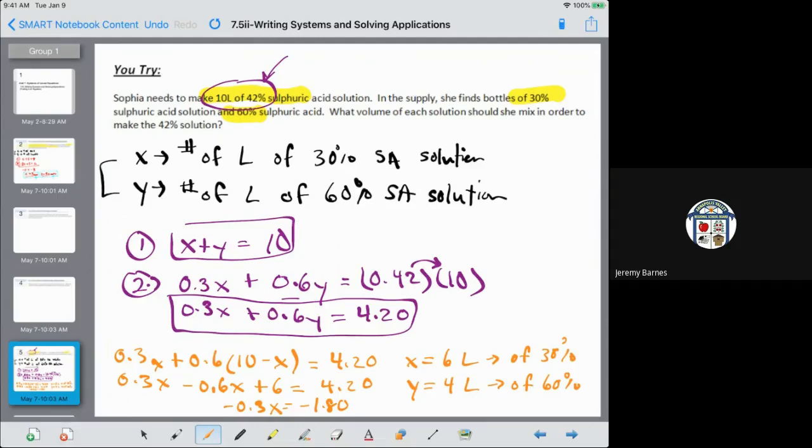All right, so if we look at our solution, we have that we will need 6 liters of the 30% solution, and we'll need 4 liters of the 60% solution. And we can think about it, does that make sense? Well, 42% is closer to 30%, so it does make sense that we're going to need more of the 30% solution than the 60% solution.